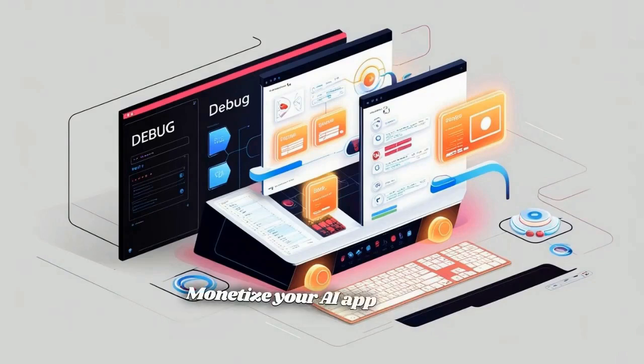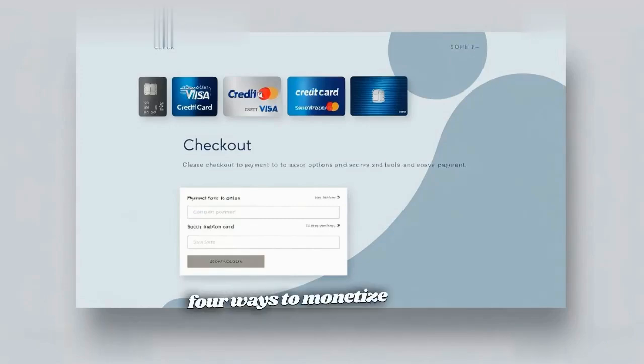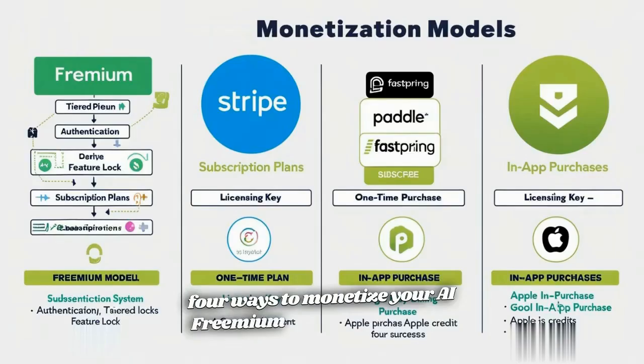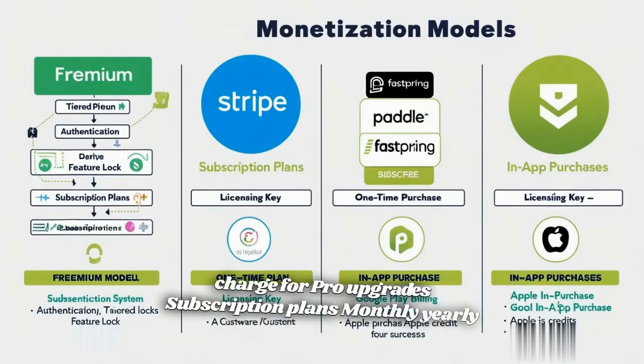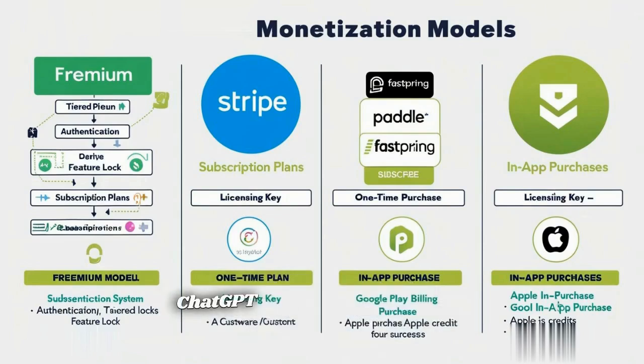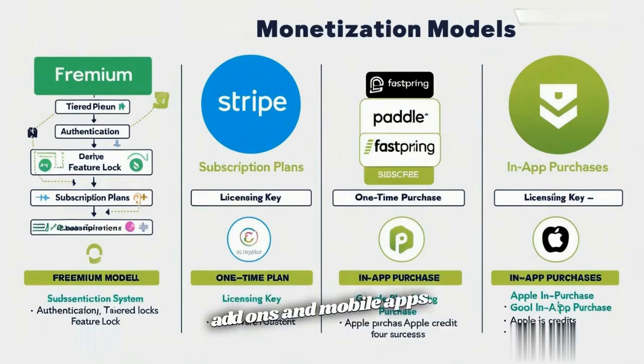Monetize your AI app. Now let's make money. Here are 4 ways to monetize your AI app. Freemium model: free basic features, charge for pro upgrades. Subscription plans: monthly/yearly payments, like ChatGPT Plus. One-time purchase: sell your desktop app on Gumroad or Paddle. In-app purchases: charge for AI-generated add-ons and mobile apps.